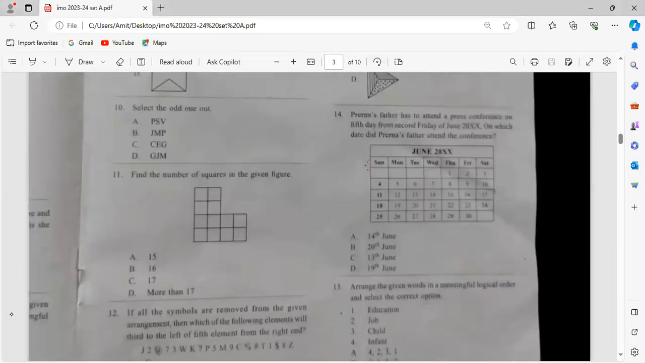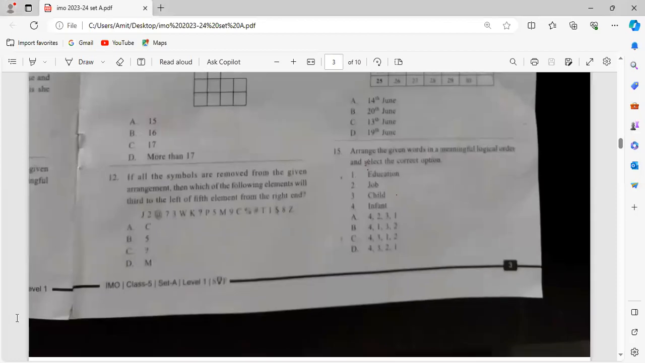Prerna's father had to attend a press conference on the 5th day from the second Friday of this month. So second Friday is this. On the 5th day from the second Friday, on which date will Prerna's father attend? So 1, 2, 3, 4, 5. So from the fifth day, you have to calculate: 1, 2, 3, 4, and 5. So that will be 14th of June. Then you go to 15.